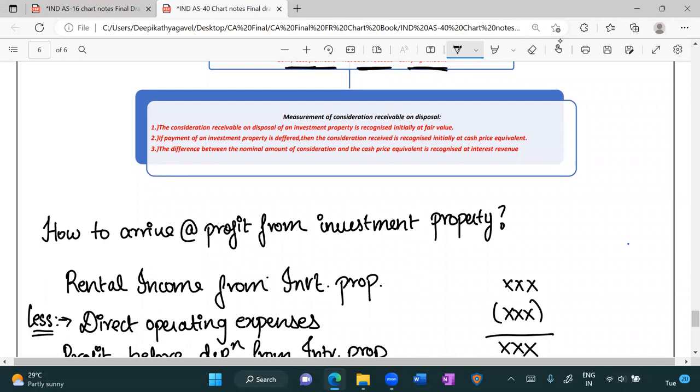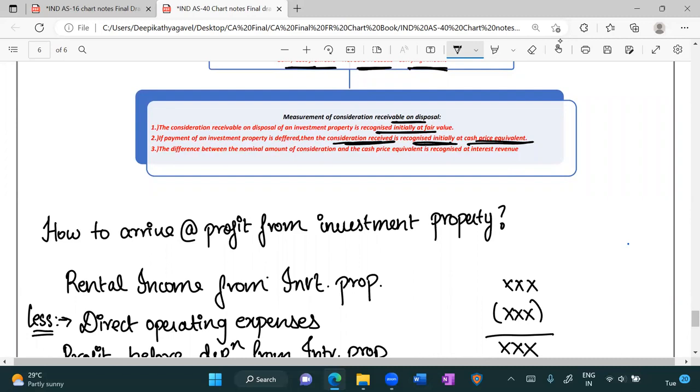Next is measurement of consideration which is receivable on disposal. In case the consideration receivable on disposal of the investment property is recognized, it is initially recognized at fair value. In case the payment is deferred, then the consideration received is recognized initially at the cash price equivalent.